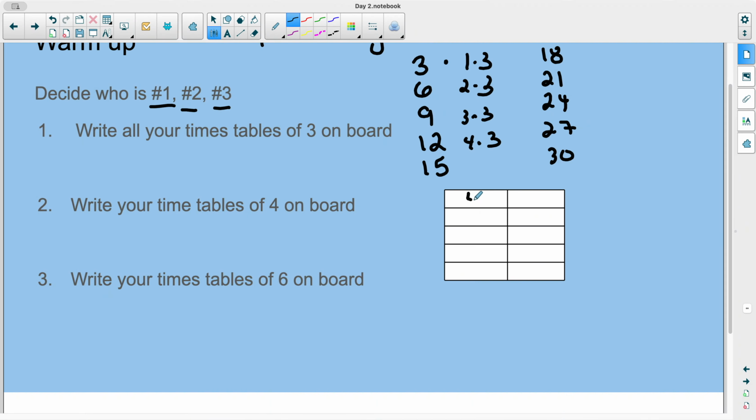1 times 4 is 4. 2 times 4 is 8. 3 times 4 is 12. Then we have 4 times 4, which is 16. 5 times 4, which is 20. 6 times 4, which is 24. Then 7 times 4 is 28, 32, 36, and 40.